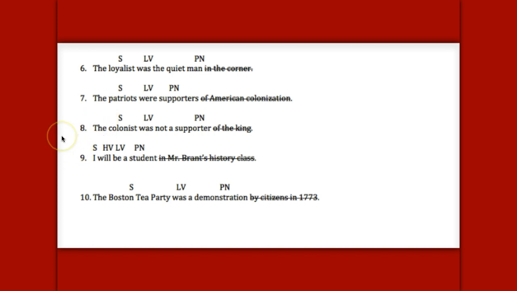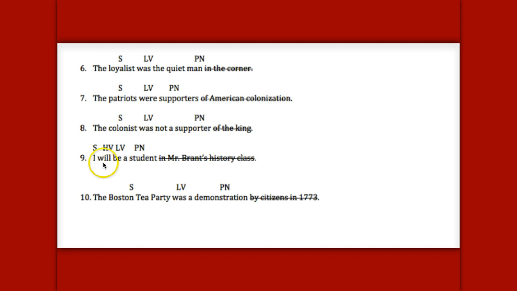Number 8, the colonist is our subject, was is our linking verb. Don't forget that not is an adverb of negation. Supporter is our noun that goes back and renames colonists. So that is our predicate nominative.